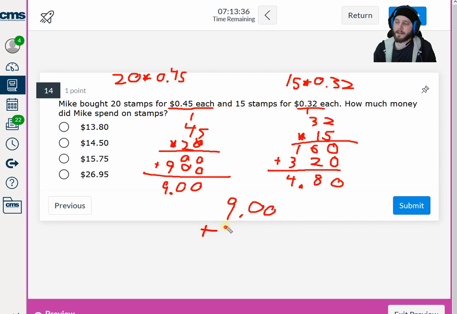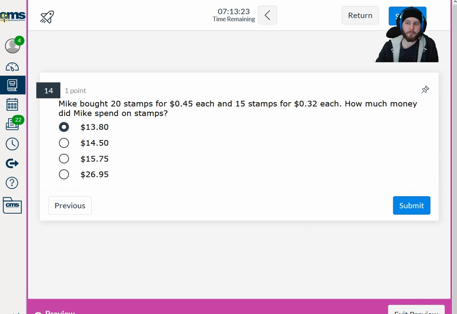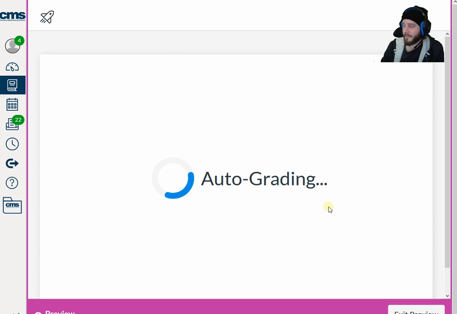$9 plus $4.80. We get $13.80. That's it for the study guide. If you want to use this study guide again to prepare for tomorrow, my advice is wait a couple hours and then do this again later. Let's make sure there were no errors in the grading, so that way I can fix it later. Might take a minute since I paused a couple times, but that's it for the study guide.